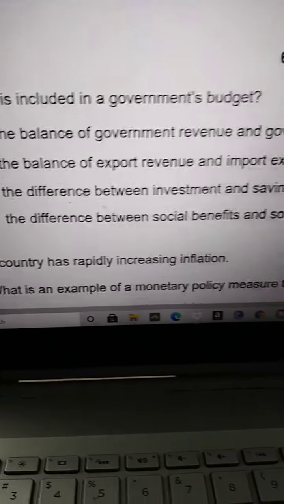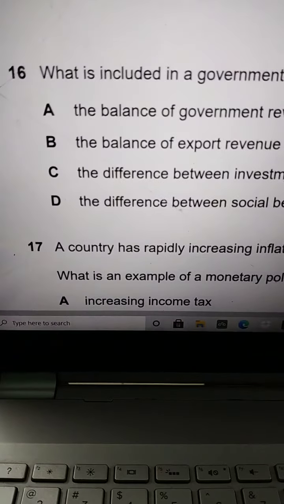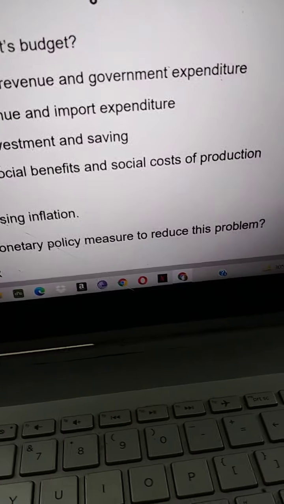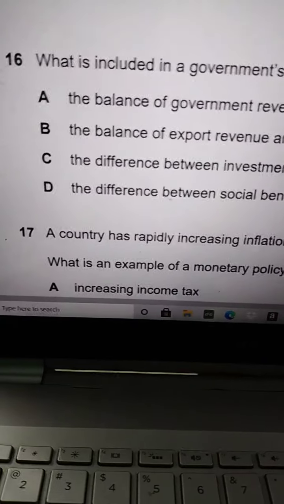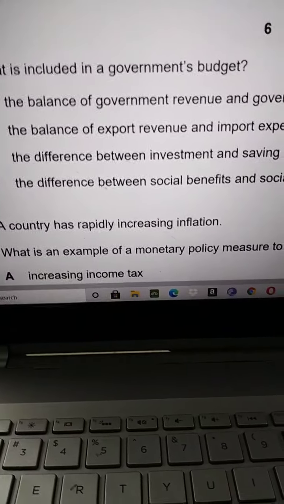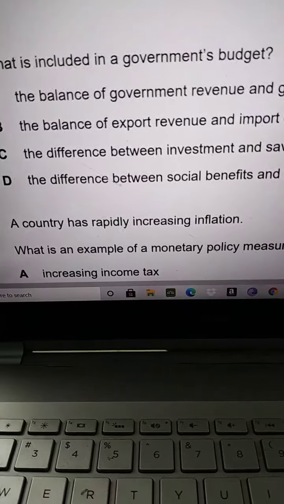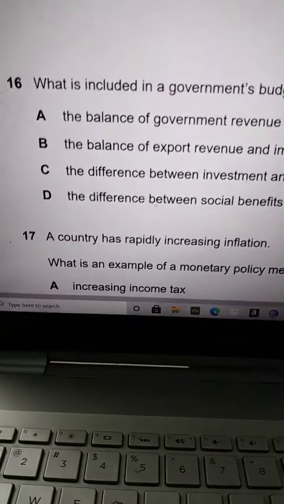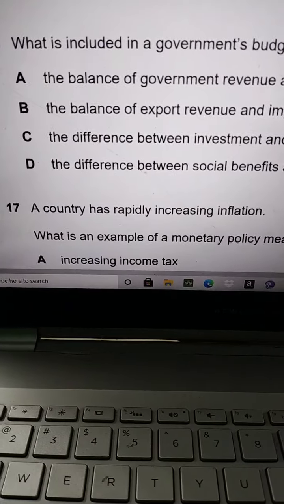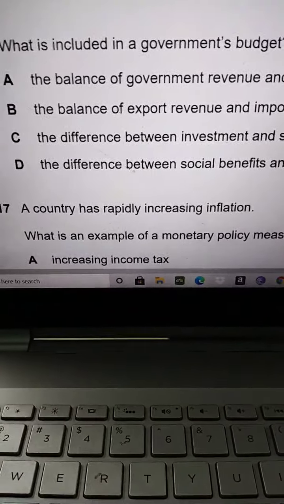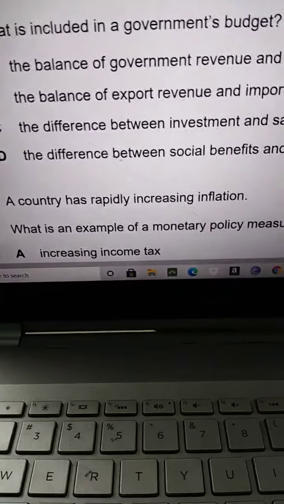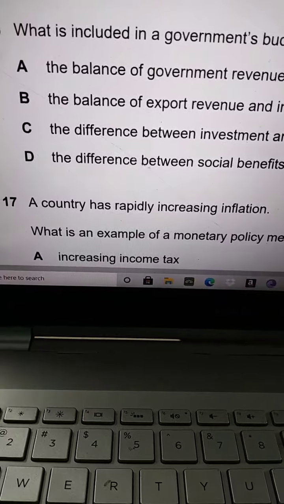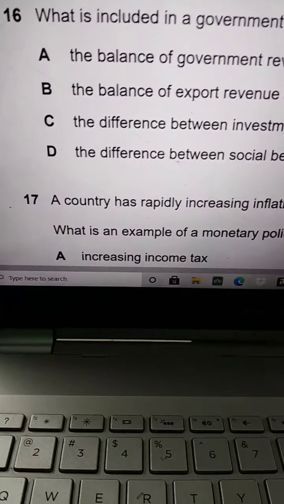What is included in the government's budget? So the balance of the government revenue and the government expenditure. This is basically budget. The government budget is the difference between the expenditures and the earnings of the government, and that is through taxation, through payments of the rental buildings of the government, and how much the government is going to spend in the economy. So that is all related to the government's budget. So A is the answer of question number 16.